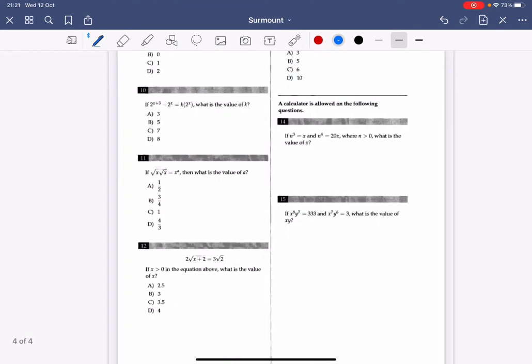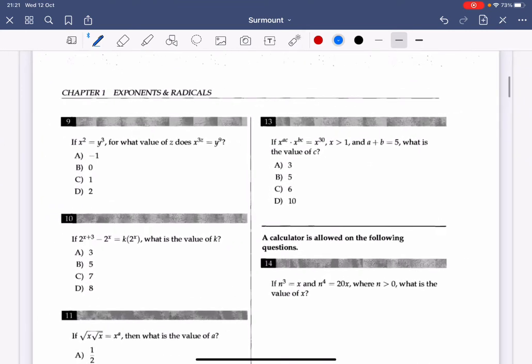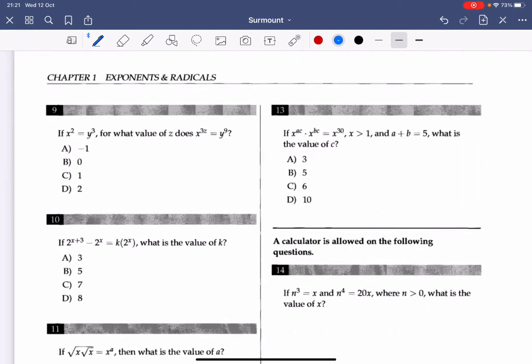So let's do the rest here. Number 9, you can cube both sides of the equation. You get x to the power of 6 equals y to the power of 9. And y to the power of 9 is x to the power of 3z.